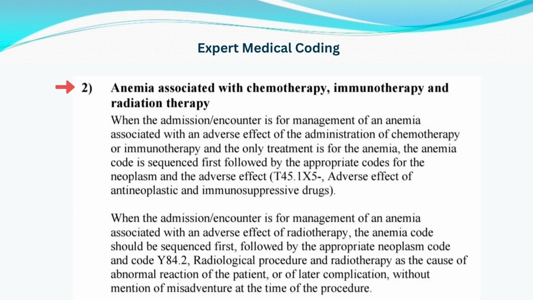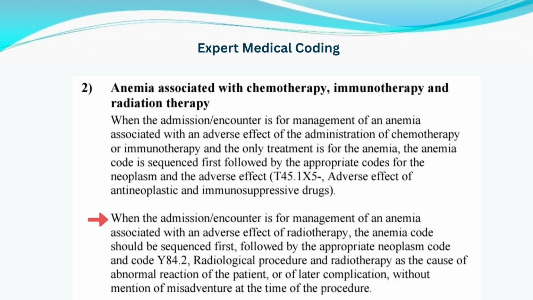Now let's move toward the next coding guideline, and that is anemia associated with chemotherapy, immunotherapy and radiation therapy. When the admission or encounter is for management of an anemia associated with adverse effect of the administration of chemotherapy or immunotherapy and the only treatment is for the anemia, the anemia code is sequenced first, followed by the appropriate code for the neoplasm and the adverse effect code.